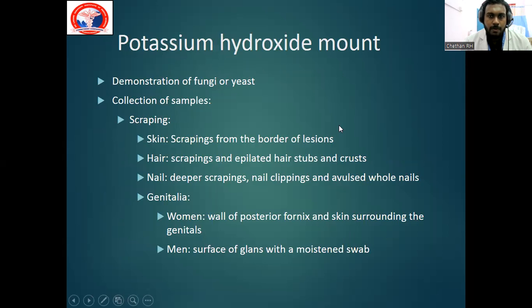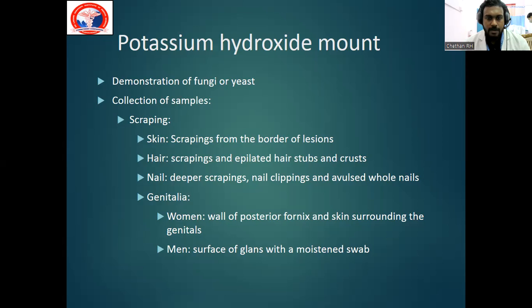Next we'll look at the potassium hydroxide mount. The potassium hydroxide mount is a test which is used for demonstration of fungus or yeast from skin lesions. For collecting the sample, first we have to do a scraping. You can scrape from the skin, from the hair, or even from the nail. From skin, you should generally take scrapings from the scaly areas, that is at the border of the lesions. For hair, you can take scrapings, or you can even take the entire hair, cut it into smaller stubs and crush it, and then examine it under the microscope.